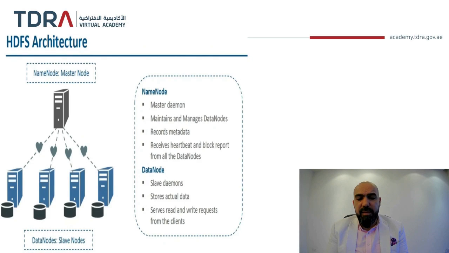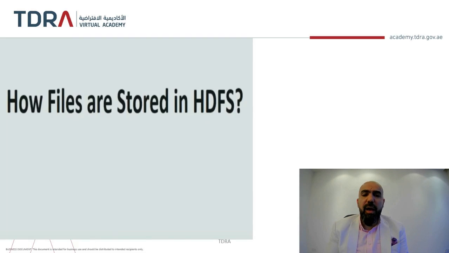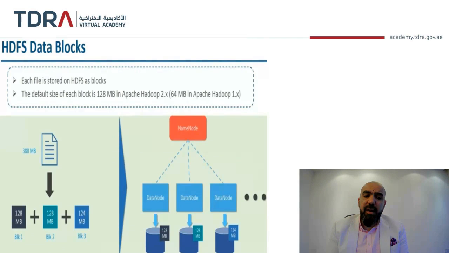What about the data node? The data node, or the slave node, is a slave daemon. It stores the actual data. It serves read and write requests from the clients. When the clients request the data, this is the part responsible for retrieving data fast. How? I said, by dividing the file into smaller chunks of 128 megabytes. Imagine that if I have 1 terabyte or 10 terabytes, you divide this into 128 megabyte blocks and store them. So the storing is very fast and the retrieving is also very fast. Amazing. So we achieve speed in storage and retrieving.